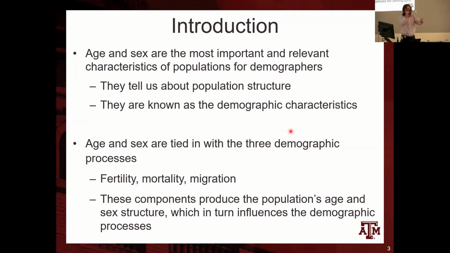So it's all these complex associations, right? Changes in fertility, mortality, migration are associated with changes in age and sex structure, in the sense that fertility, mortality, and migration cause these changes, but then age and sex structure also influence changes in the demographic processes. Age and sex structure also cause changes in fertility, mortality, and migration. Cool.